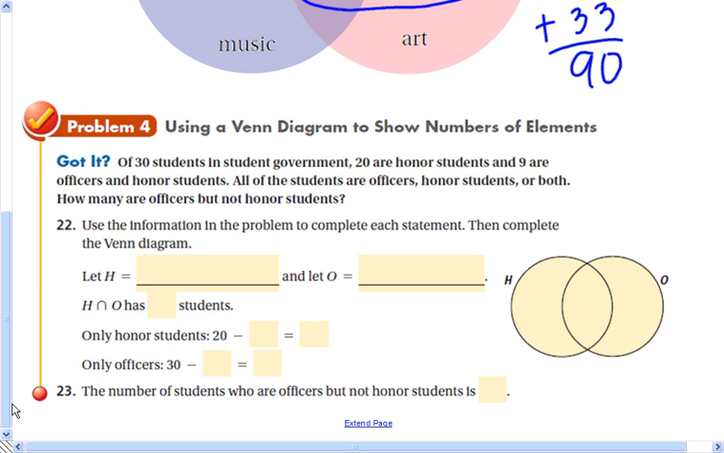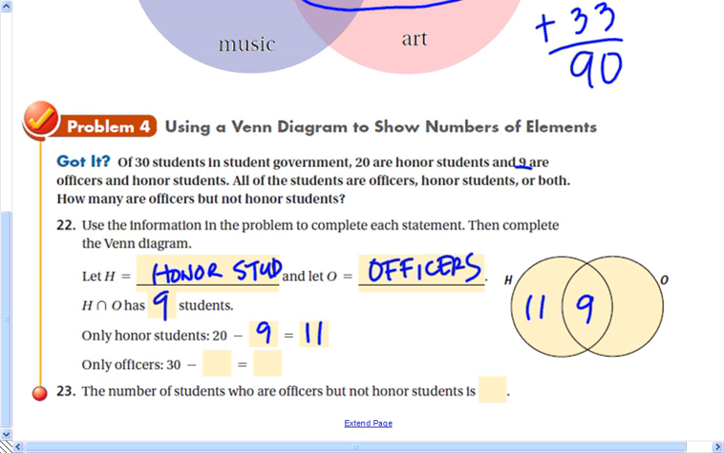Let's let H equal honor students. O can be officers. And H intersect O has, what did it say up there? 9 are officers and honor students, so there's 9 there. So we can go ahead and put that in the diagram right there. Only honor students would be 20 minus the ones that are both, which would give us 11. Only honor students would be over here.